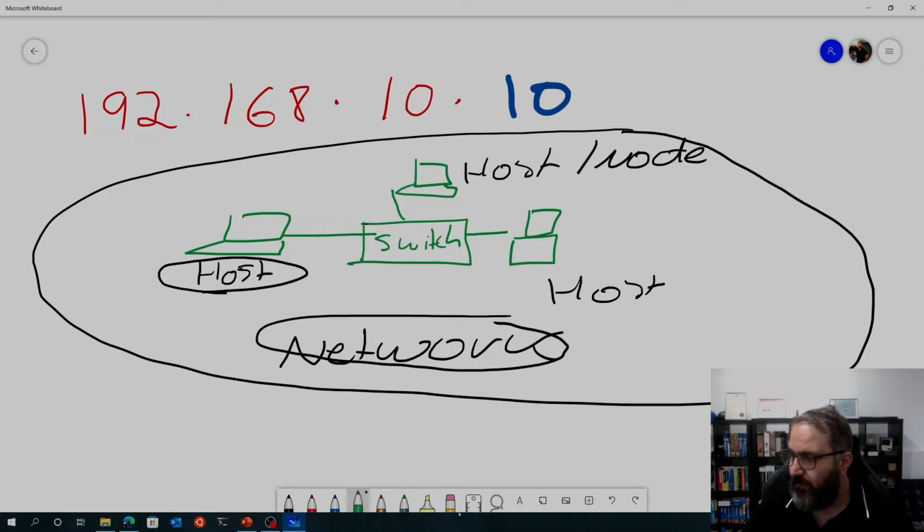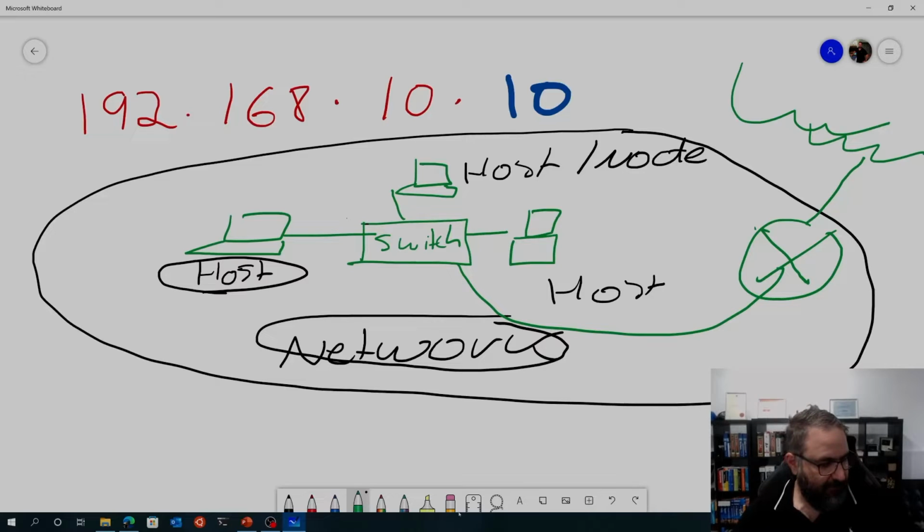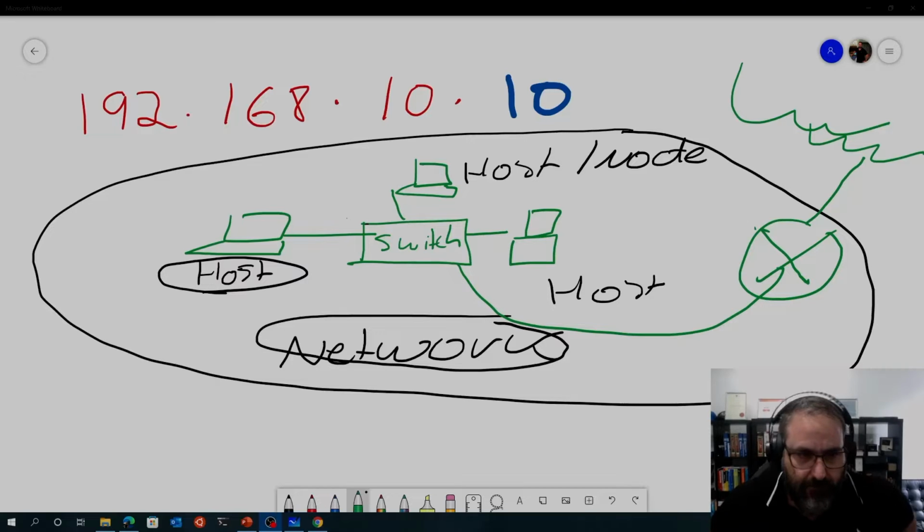So this part here is a network. The network. Okay. This is a network. I will have maybe another link to a router. Maybe it's a wireless router, and this will go to the internet. That big fluffy white cloud.